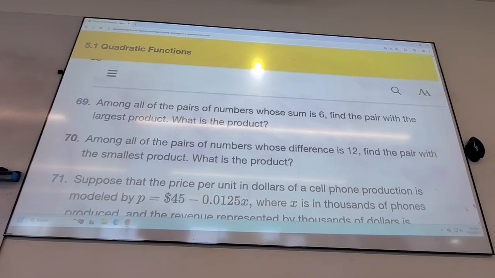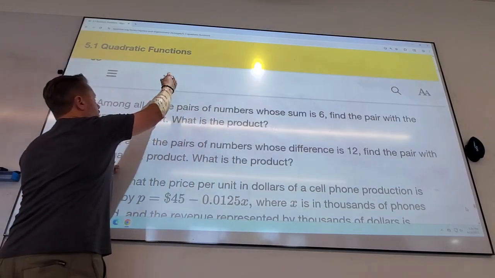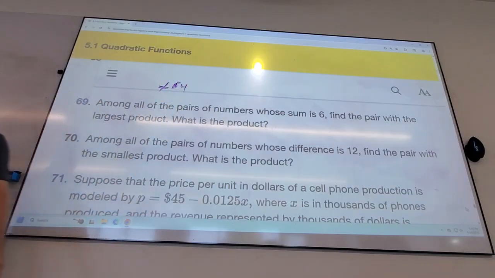Okay, so you chose two letters. You can use whatever letters you want. Very often students will default to X and Y. You can use A and P, I don't care. So let's say X and Y are my two numbers. Is everybody with me? The answer will be the product, but I need to find the two numbers, and then I can just multiply to get the product, right?